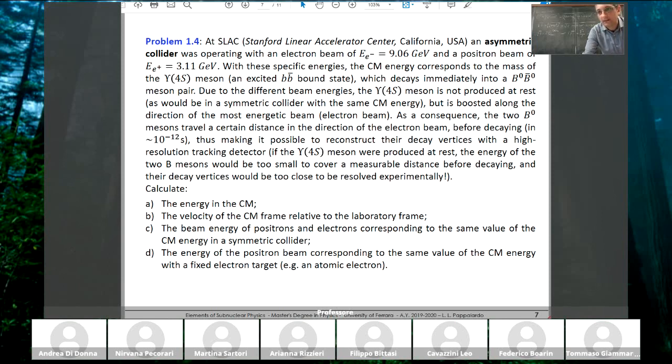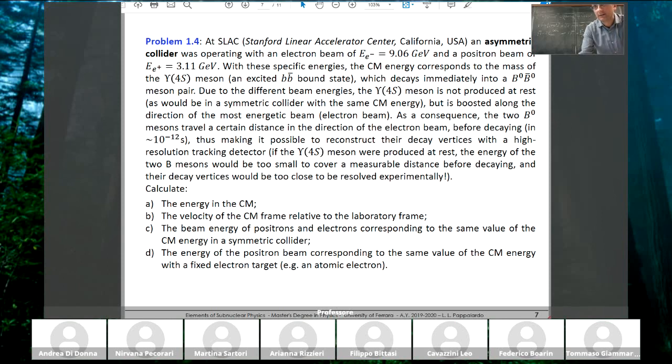Part of the energy goes into the center of mass of the reaction, but part goes to the motion of the center of mass in the laboratory. So it's halfway between the fixed target experiment and the collider experiment. Due to the different energies, the epsilon meson is boosted along the direction of the electron beam. As a consequence, the two B mesons, B0 and anti-B0, travel a certain distance in the direction of the electron beam before decaying, with a decay time of 10 to the minus 12 seconds, which is typical of weak processes. This decay is regulated by the weak interaction.